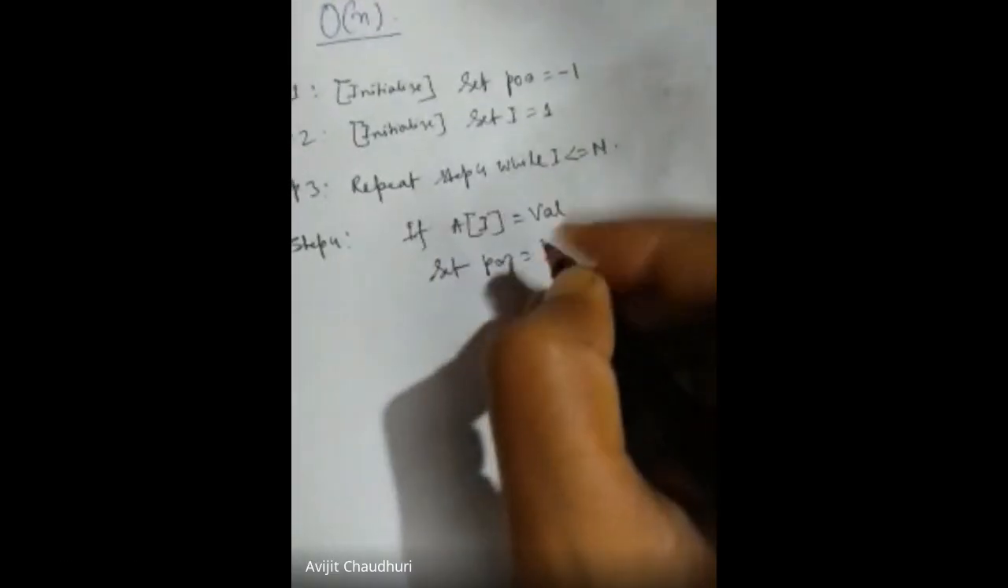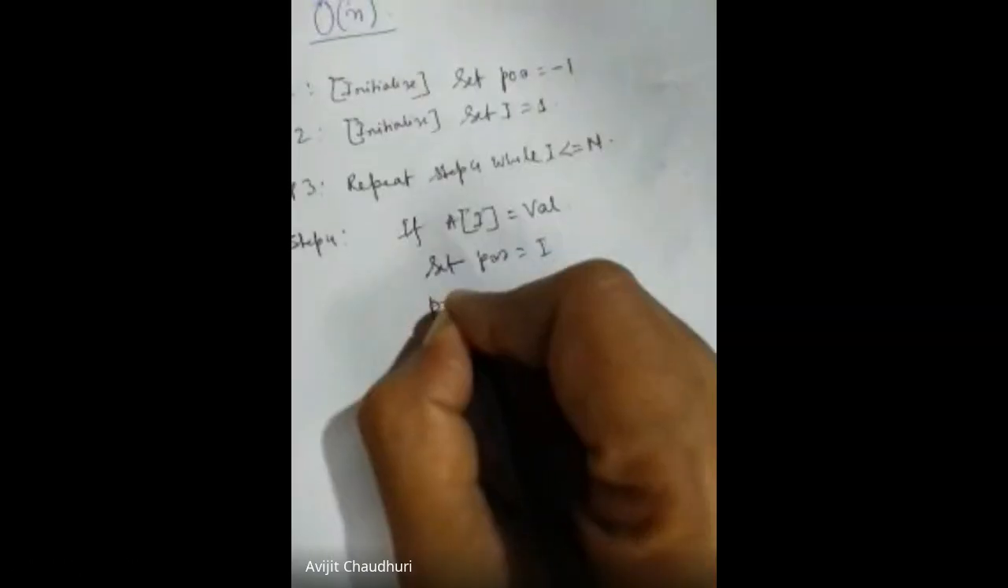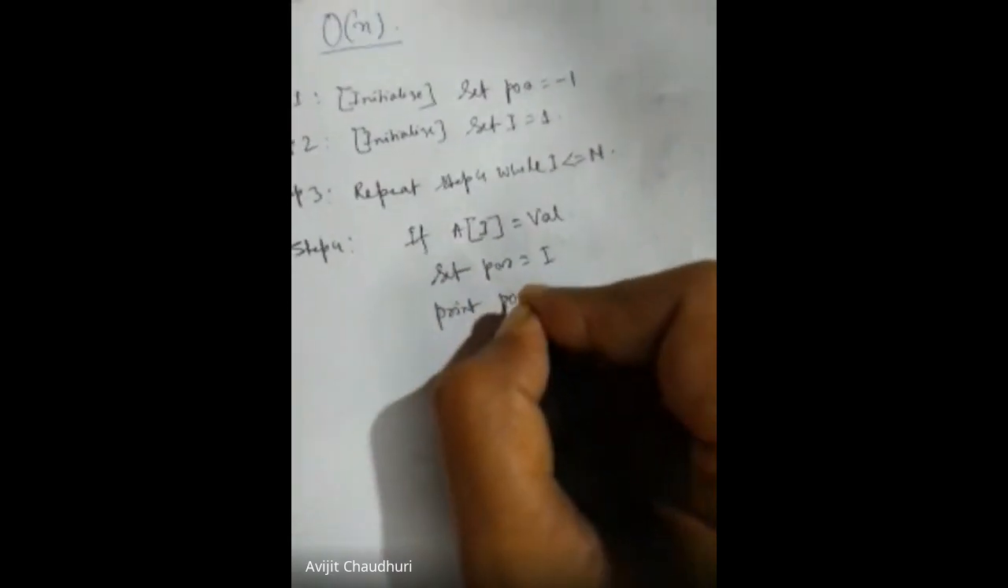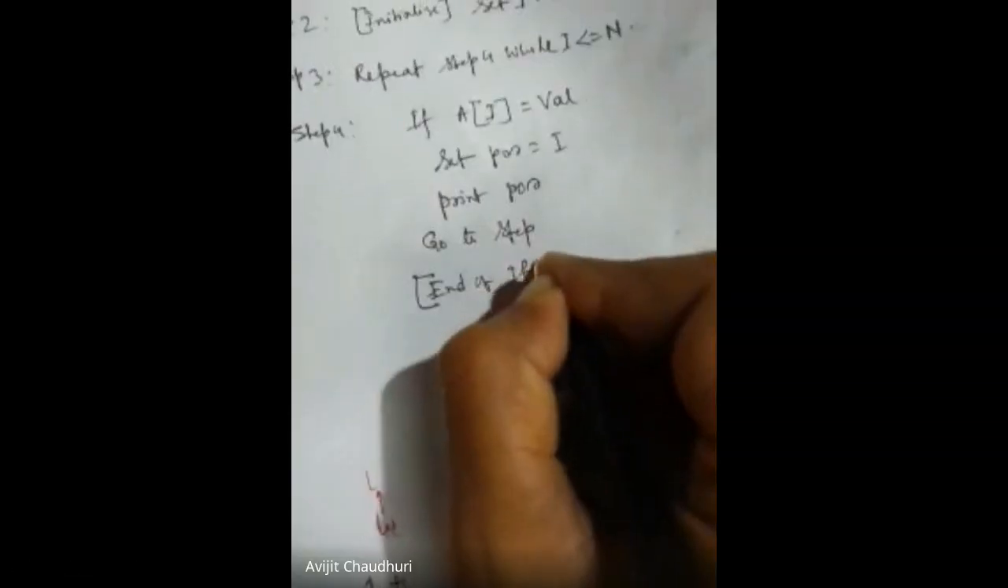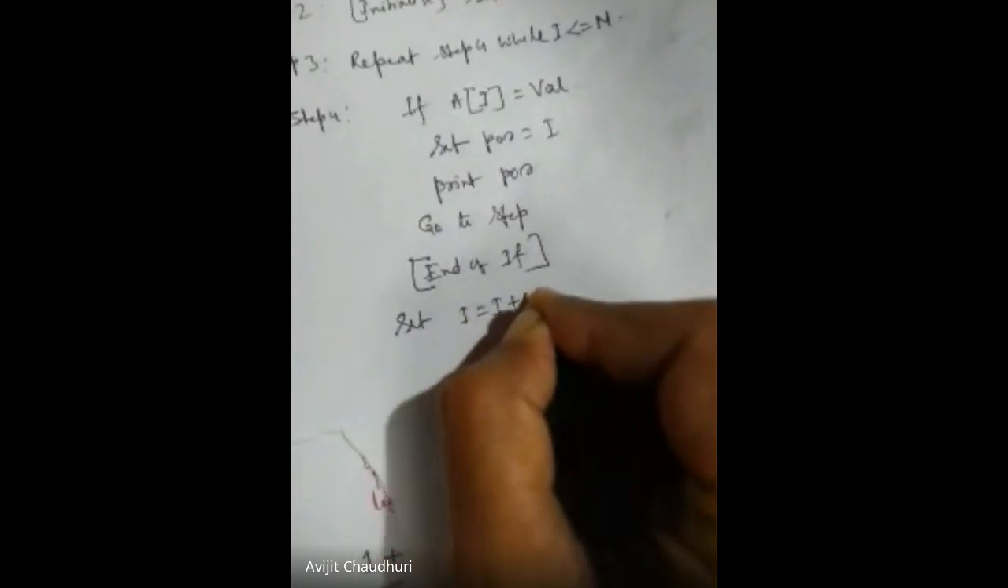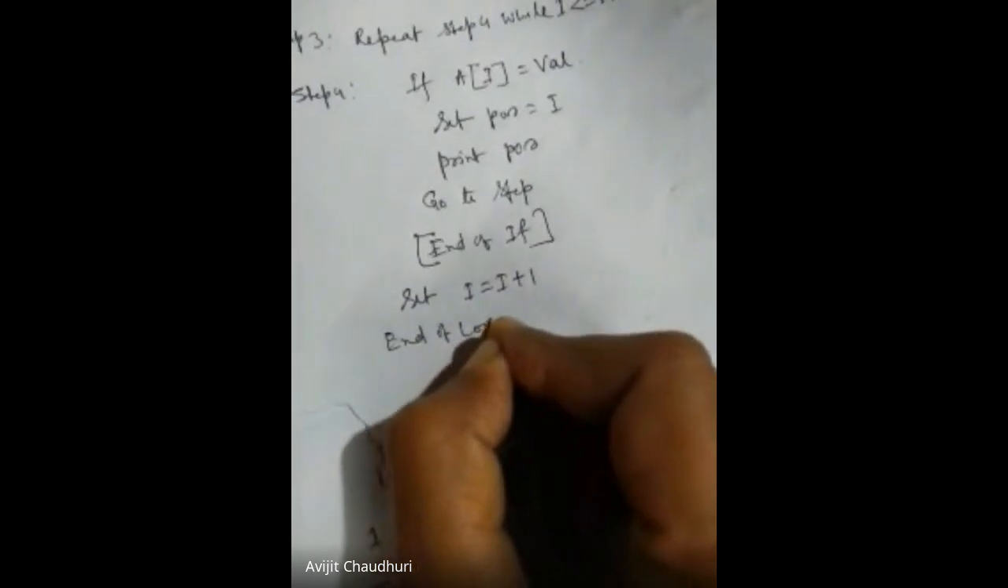Set position is equal to I, then print position, go to step... we need to go to a step. What will be the step? We will write down later on. End of if. Set I is equal to I plus 1. End of loop.